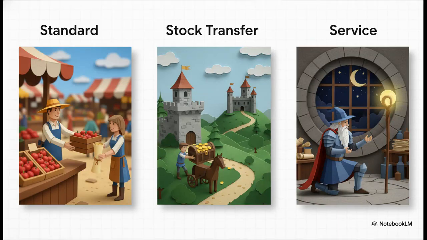Now, not all quests are the same, and SAP gives you different PO types for different situations. A standard PO is your basic fetch quest for regular goods. Stock transfer is for when you're moving your own loot between different bases. And a service PO, that's when you need to hire a specialist. So yeah, choose your quest type wisely.